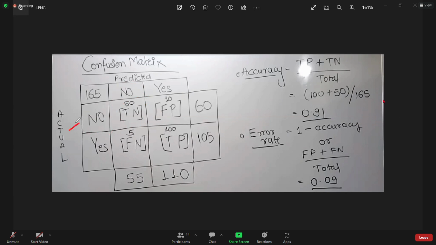Actually, the patient thinks they don't have COVID, but the parents take them to meet the doctor, and the doctor says you have it. I mean, the sample is positive. So this is called FP, false positive.